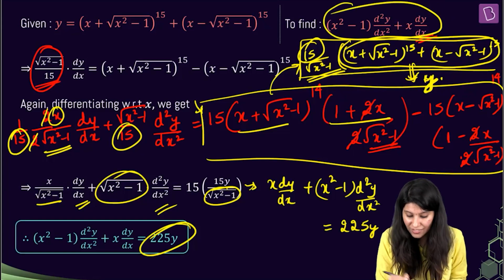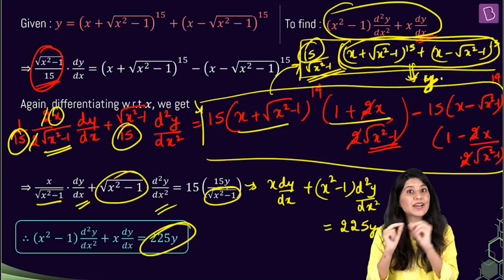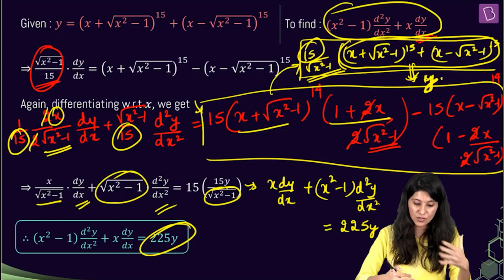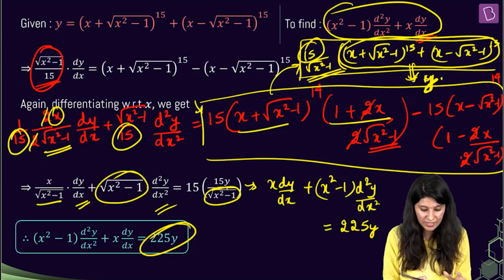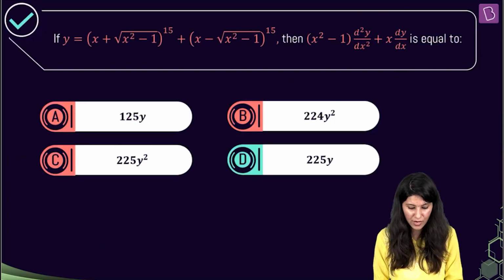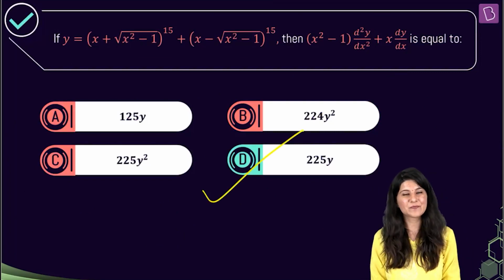See, the whole LHS is automatically created. We don't need to create this whole LHS, and we don't need to plug in the values. By creating dy by dx and d2y by dx square, we've got this expression which is eventually equal to 225y, which means option D is the right answer. Got it?